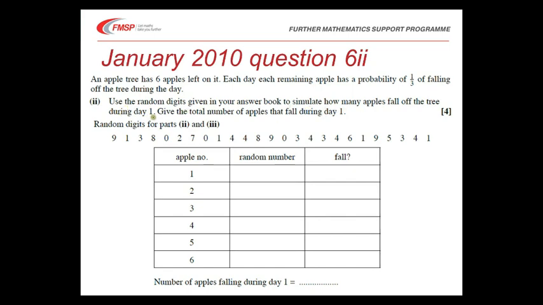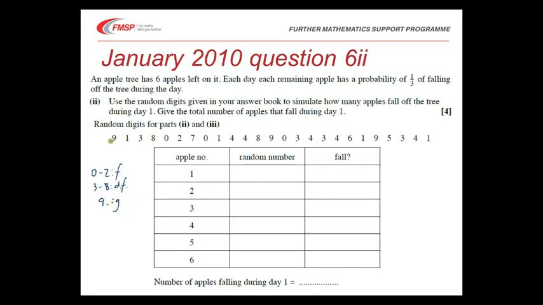So we're then asked to use the random digits given in your answer book to simulate how many apples fall off the tree during day 1 and give the total number of apples that fall during that day, and here's your random digits. Now we're going to use random digits, and I want to cross them out as I'm going along. I don't want to scribble them out completely, I just want to make it clear that I've used them. So we've got our rule: 0 to 2 fall, 3 to 8 doesn't fall, 9 ignore. So we're going to go through now.